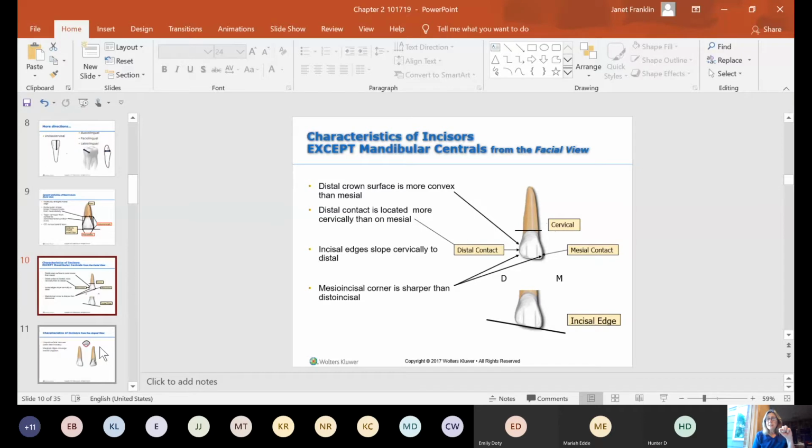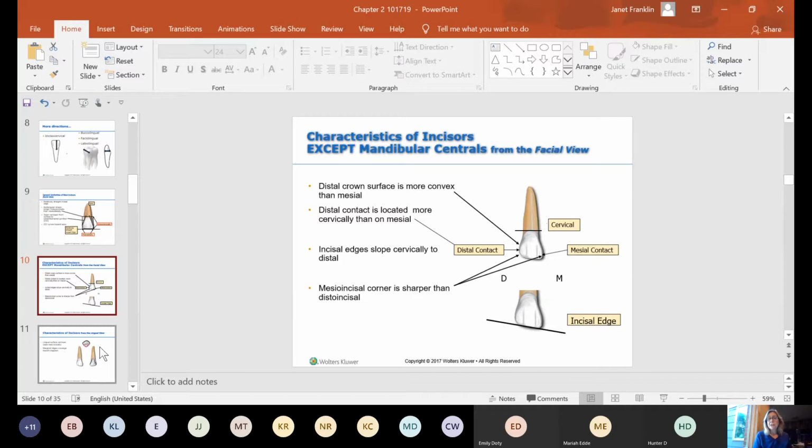If you go around the distal side of that tooth, the distal is more rounded or more convex, and the contact is up just a little bit higher. So in other words, where it's going to touch the tooth next to it is up a little bit higher on the distal than the mesial.